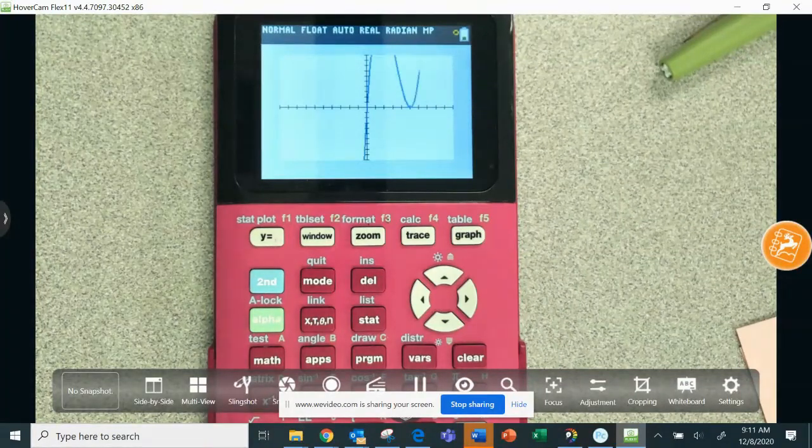So at 0, it still just passes through. But at 5, there's 2 of them. And it does a parabola because there's 2 of them. So it touches it and it bounces back off.